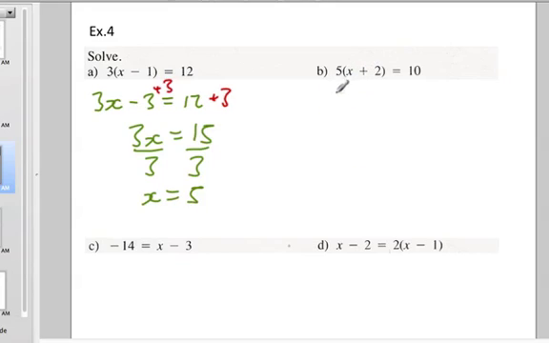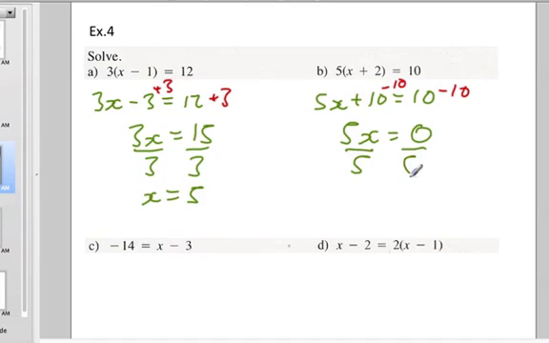Here, when we expand, we get 5x plus 10 is equal to 10. So we subtract 10 from both sides of the equation, and we get 5x is equal to 0. Divide both sides by 5, and we get x is equal to 0.